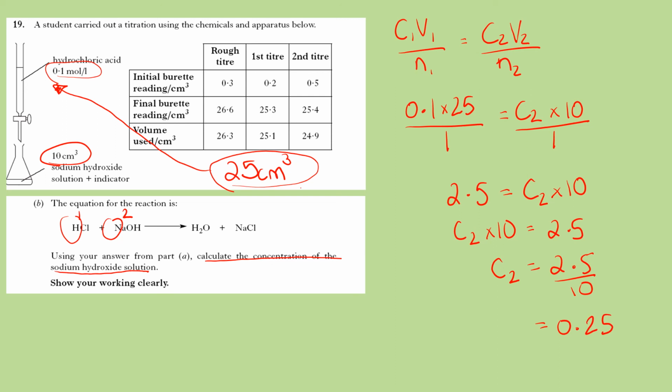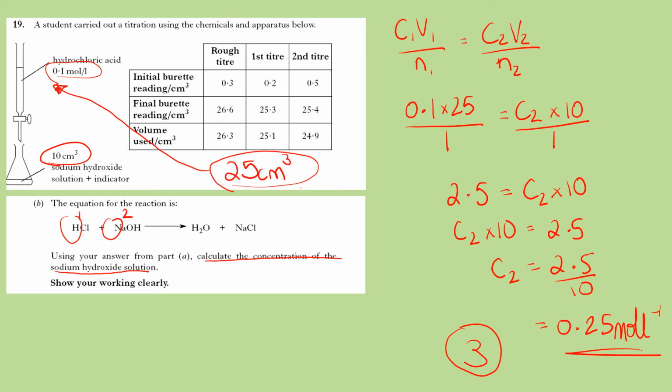Now, do I need units? The question says, using your answer from part A, calculate the concentration of the sodium hydroxide solution. Yes, I do. It doesn't have any units in the question. I know that a concentration is always measured in moles per litre. So that's a 3-mark question involving your answer from part A and using a diagram to collect all the information that you need to answer it.